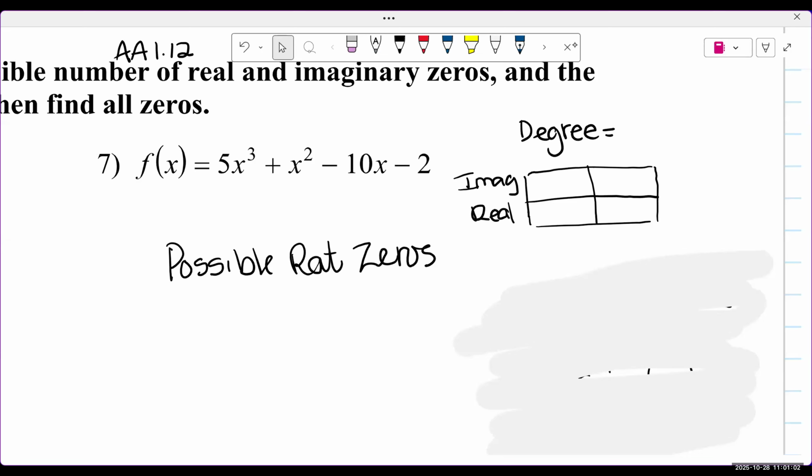Number 7. Okay, so now we have a degree 3 polynomial, which means imaginaries, we have no i's in our polynomial. So degree 3, there has to be an even number because they would end up canceling each other out. So we could have 2 imaginaries. We couldn't have 3, we couldn't have 1, we could have 2 or 0. So degree 3, if we have 2 imaginary, there would be 1 real. If we have 0 imaginary, then all 3 are real.